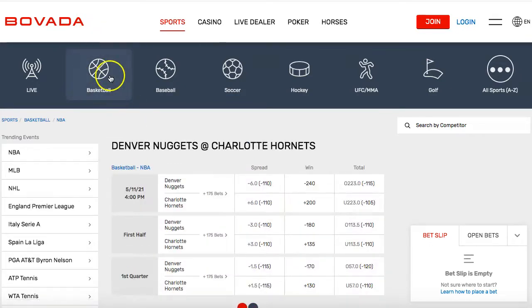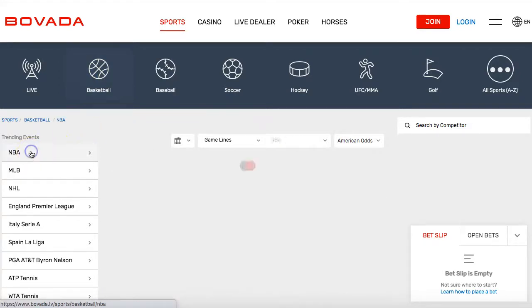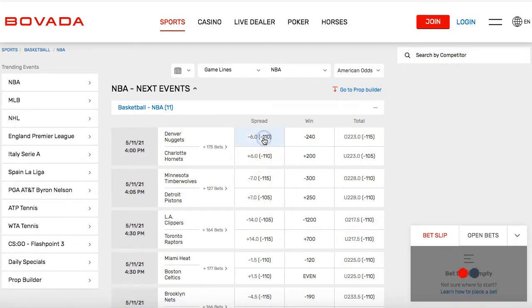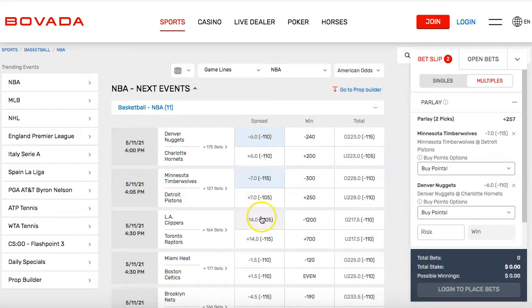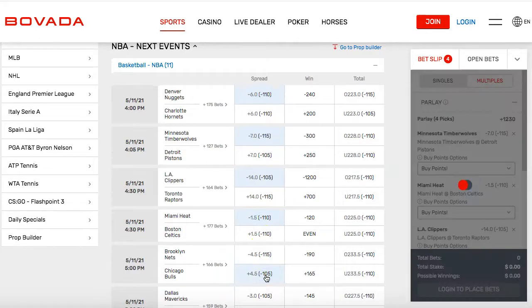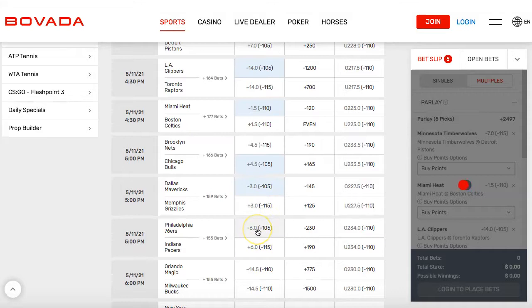Actually, let me go back to basketball over here. Go to NBA. So we're going to pick a few different bets randomly, okay? So we got the Nuggets over here. We'll take the -6. Now we'll take this one over here. We'll take the Timberwolves. We'll take the Clippers. And we'll take the Heat. We'll take the Bulls. Actually, let me just do all of them real quick, okay? I'm just randomly picking. You're just picking one for each one.